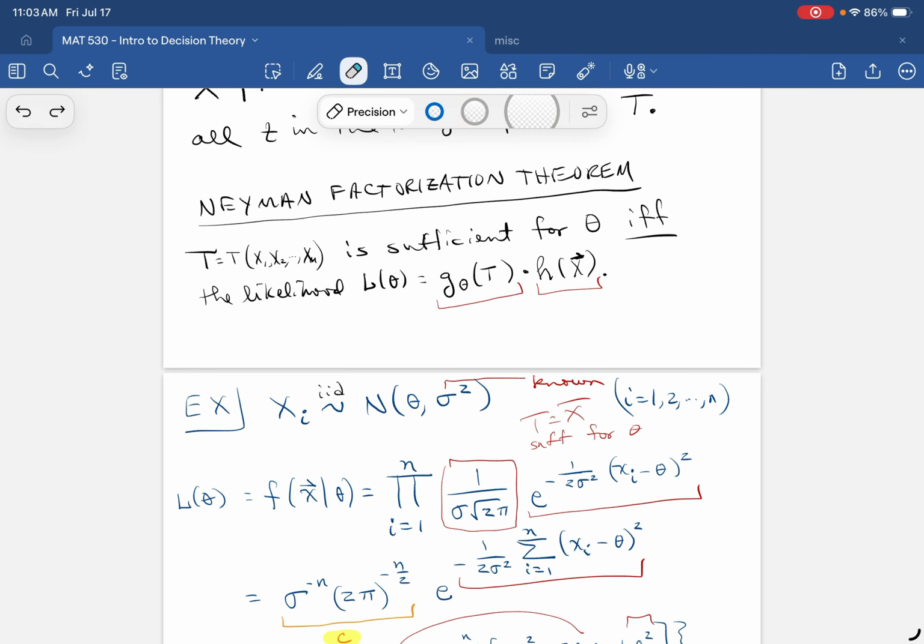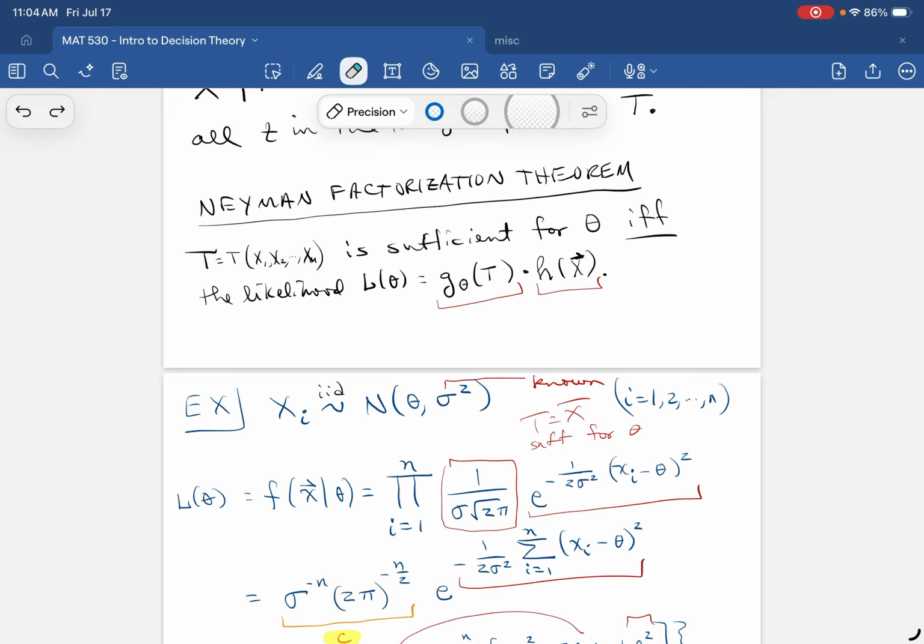So let's look at an example. Suppose that our random sample comes from a normal distribution with unknown parameter theta and variance sigma squared, which we'll assume is known. And we're going to define our statistic T to be x bar. And we want to show that this statistic T is sufficient for theta. And that makes sense, right? X bar is what we typically use to estimate the mean for a random sample from a normal distribution. And so it does make sense that x bar would be a sufficient statistic. Let's see why that's true.